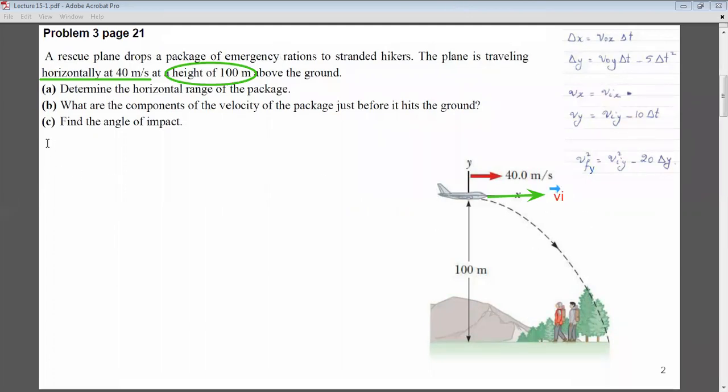Okay. So if it's traveling horizontally, this implies the initial v x is equal to 40 meters per second, and the initial v y is equal to 0. Okay? Because it's only along the x-axis, so there is nothing along the y-axis. That's the initial velocity.